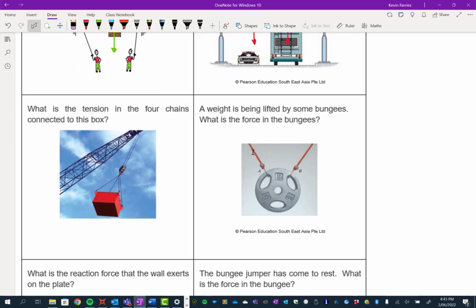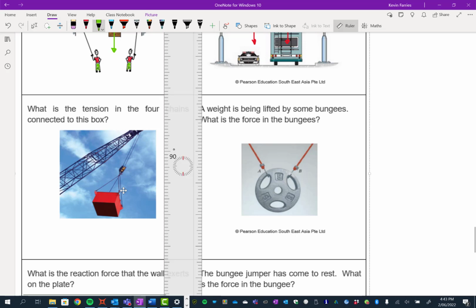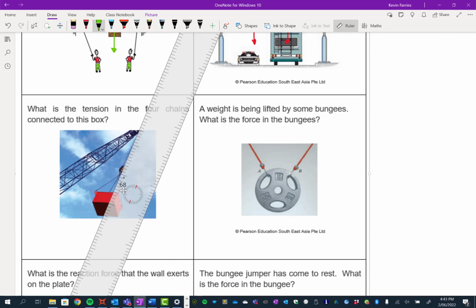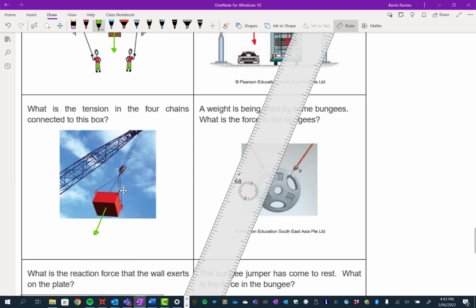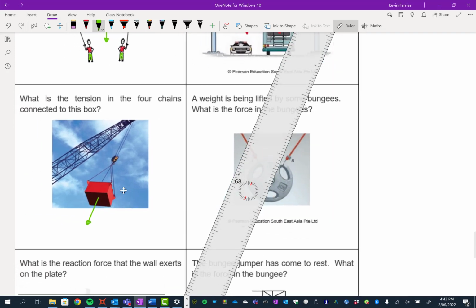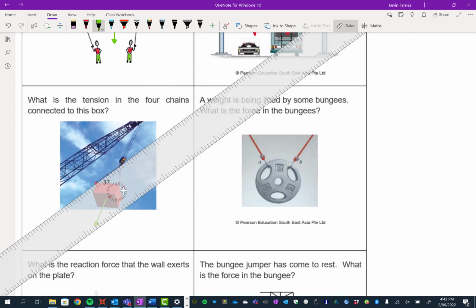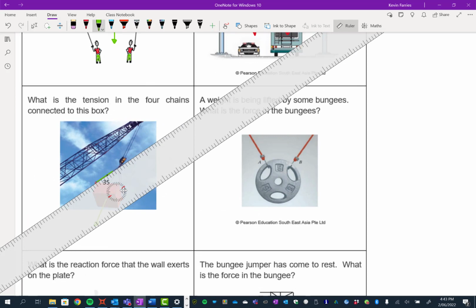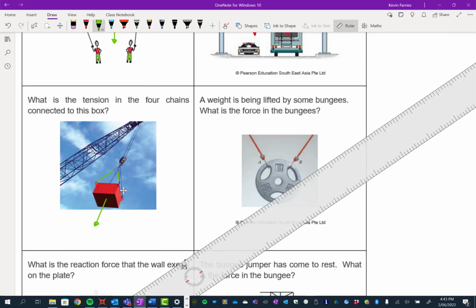Okay, another similar problem. What's the tension in the four chains connected to this box? So yet again, we're looking at what's the cause of all the tension in those cables. Well, the primary force causing the tension in those cables is the weight of the box, which is acting downwards. Then we're also going to have, why is it not falling? So the box is not falling. I'll just draw these by hand because we've got tension force, reaction force, and the chains.